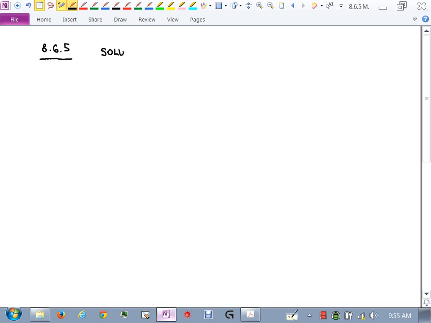Solve sine theta cosine theta equals -1/2. And this is a good problem. I mean, it's not great, it's just good. I want a general solution.